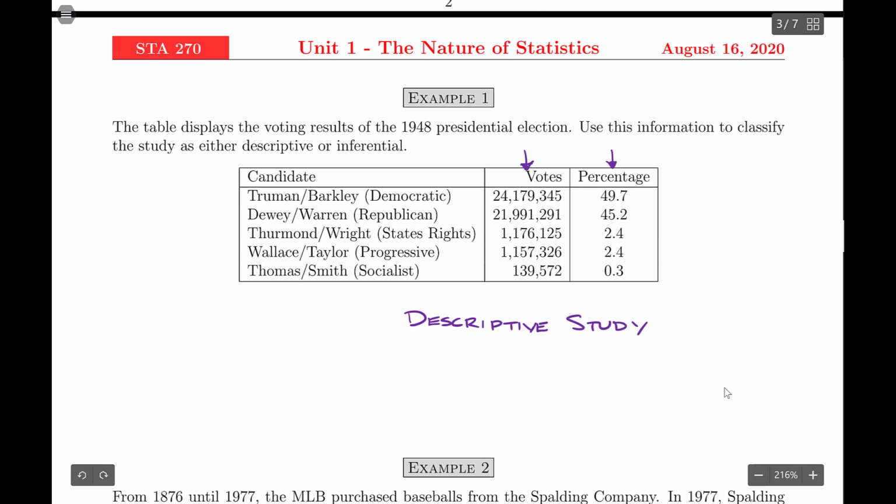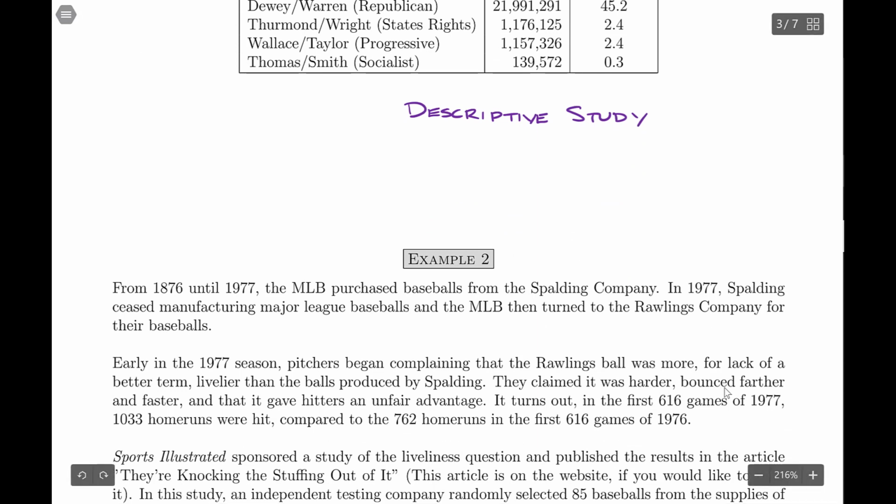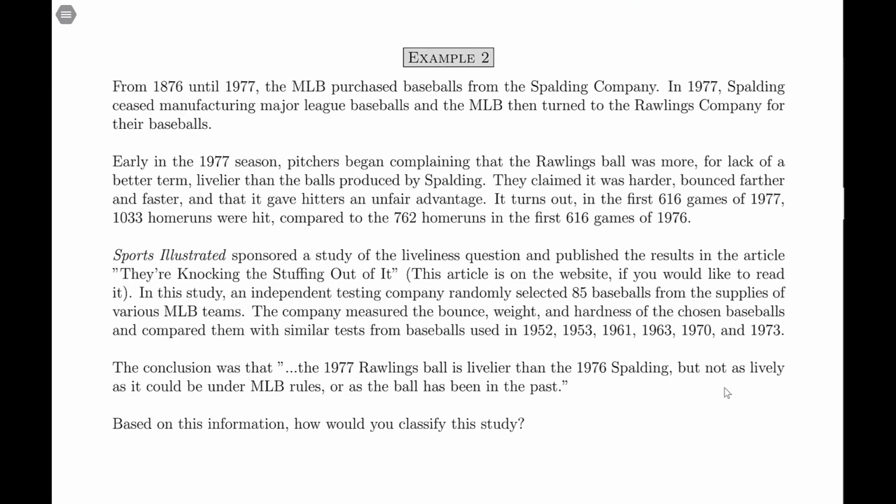Because it takes into account every single vote cast. When we look at example 2, we're going to do something very similar. We're going to determine whether this is descriptive or inferential. And the example that we're given is about Major League Baseball from 1876 to 1977.